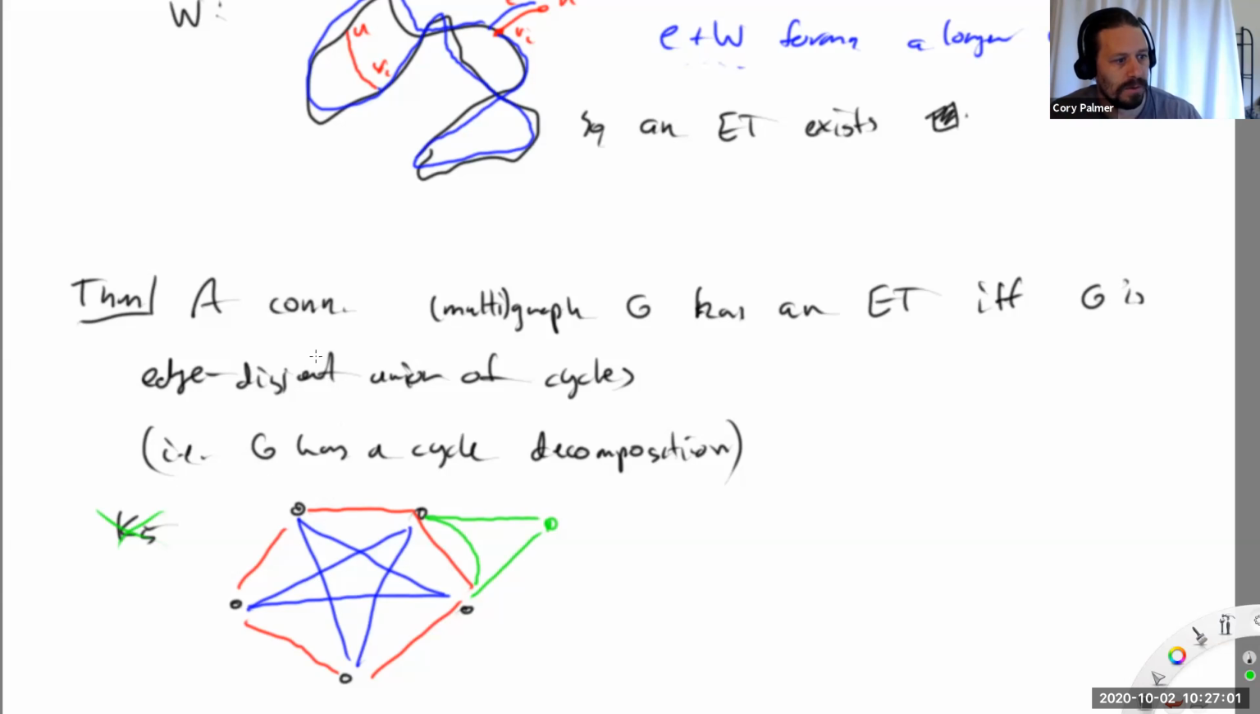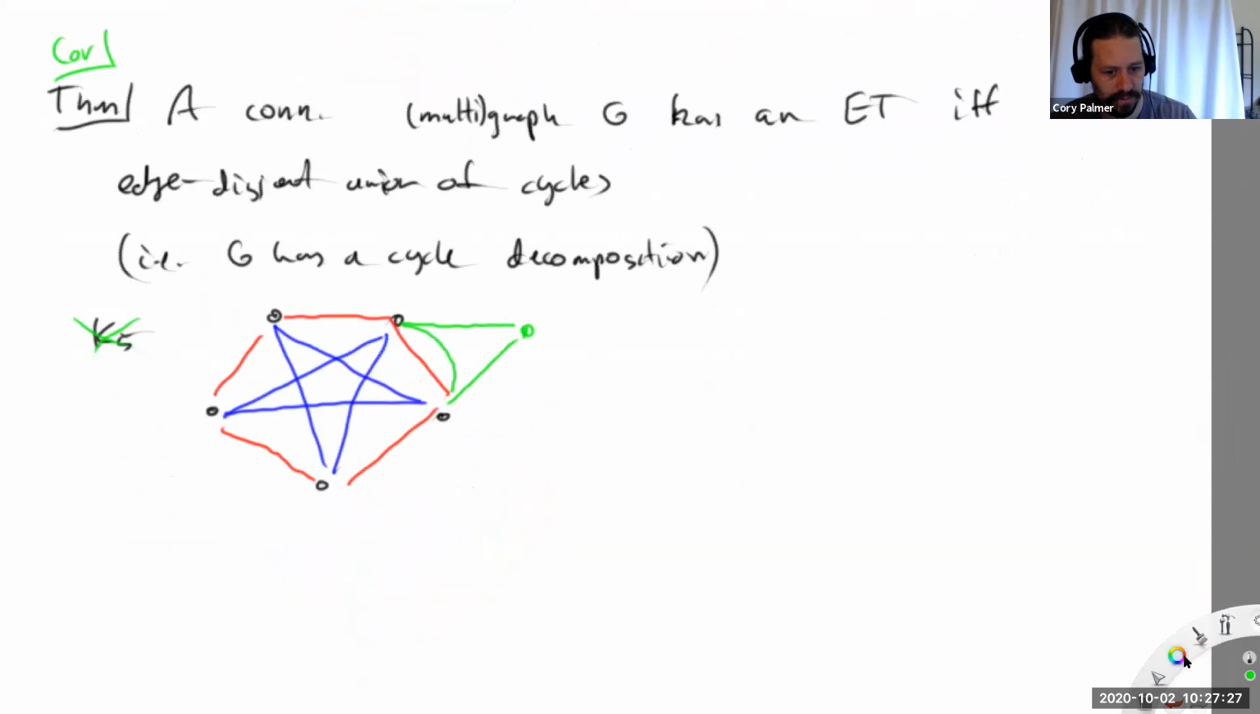Okay, so the theorem here says if I can decompose into cycles, then I have an Euler tour, and vice versa. Now, it's possible to prove this characterization without using the previous theorem, but I'm going to use the previous theorem. We're going to use the even degreeness to get this. I would even call this a corollary, because it follows quite easily.